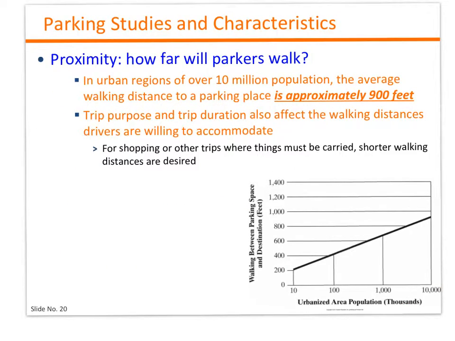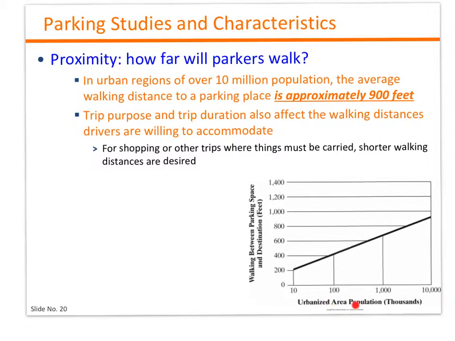In urban regions of over 10 million population, the average walking distance to parking spaces is approximately 900 feet. This is on average. Another study showed this graph right here, so let's take a look at it and see what we are seeing here.